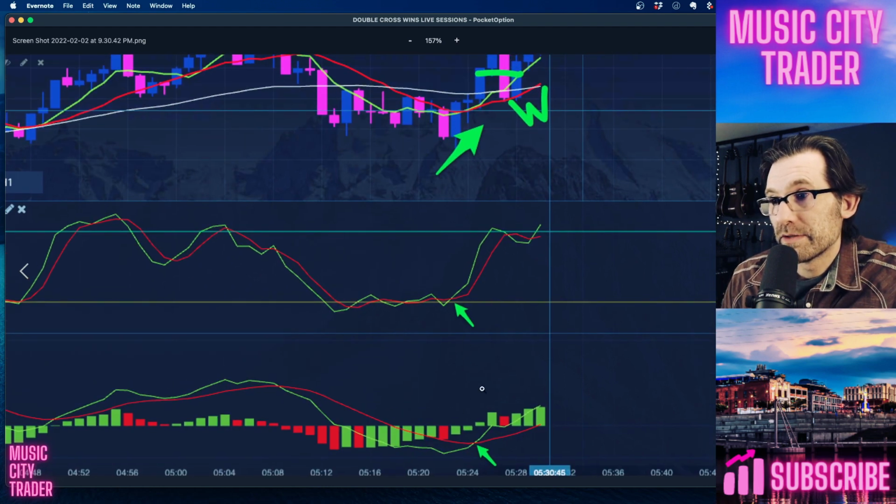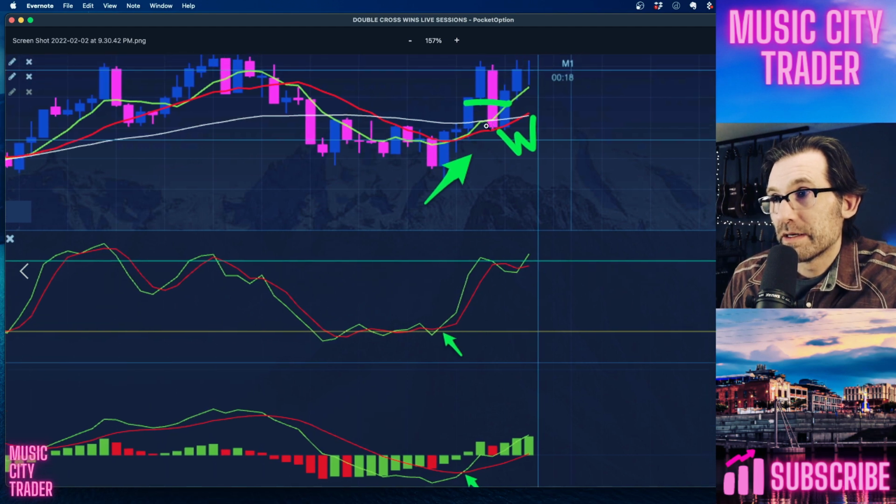And then this candle here, about the second candle in, maybe the third one. I was a little late on this entry, actually. I should have entered right here, you know. I would have won. But then again, I might have lost because this red candle came out of nowhere.